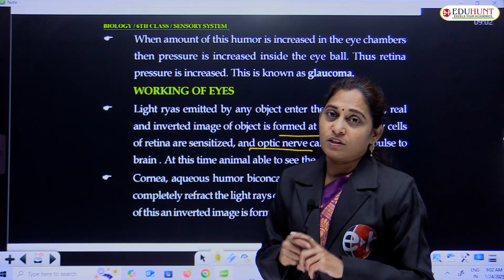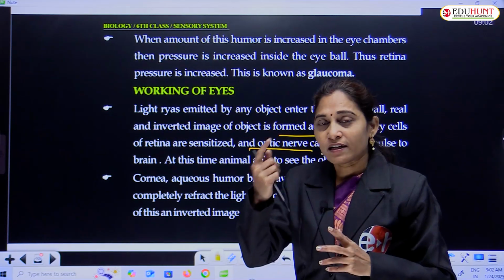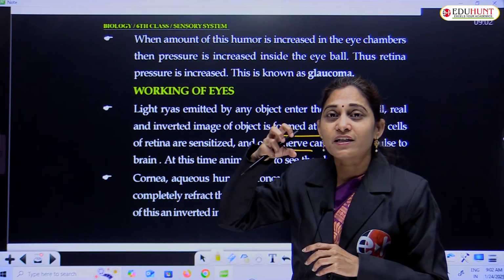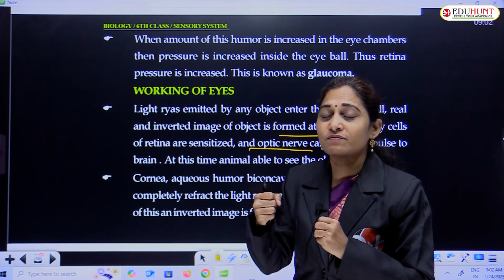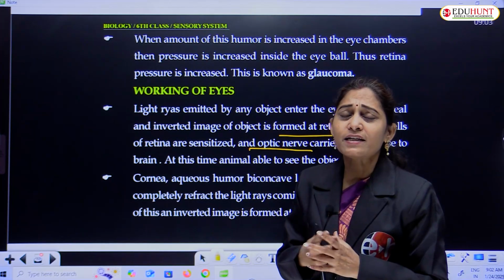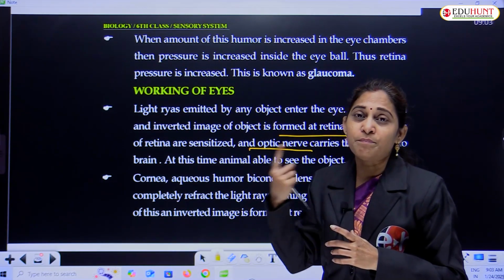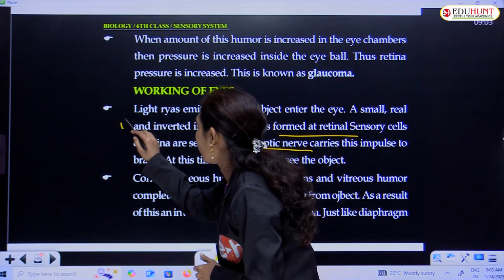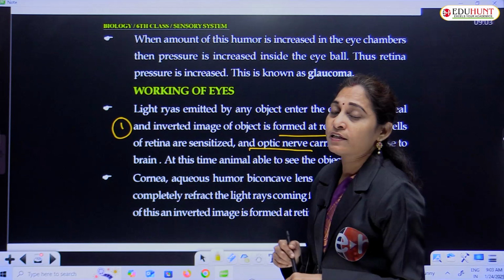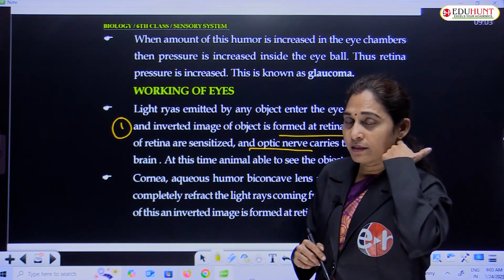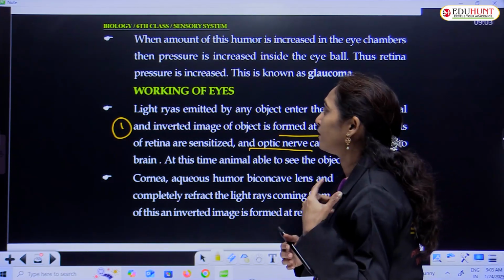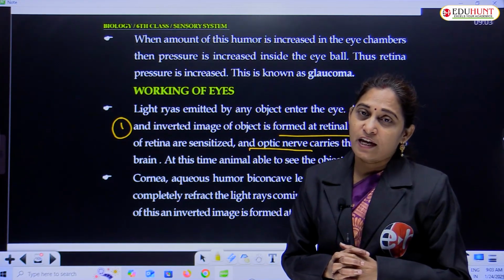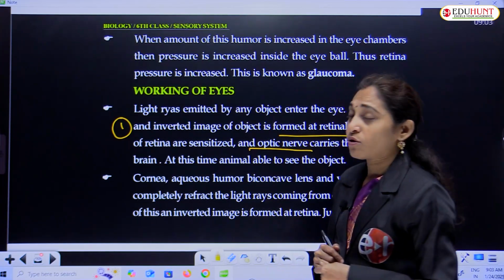The object emits the light. The object gives the light. That light falls on the eyeball, and ultimately the sensory cells of the retina will respond to that light from the object. Immediately it transmits the impulse through the optic nerve to the brain. So that is the first step in viewing or seeing, in the working of the eye. At this time the animal is able to see the image, that is the object.